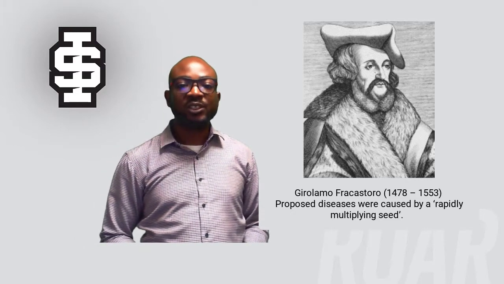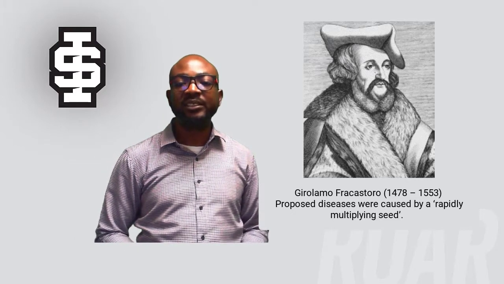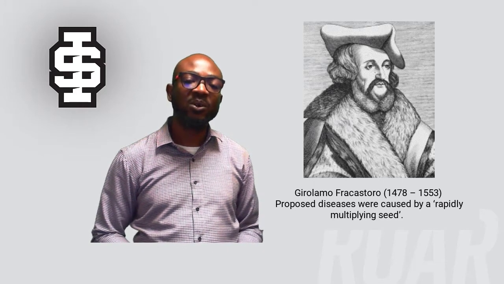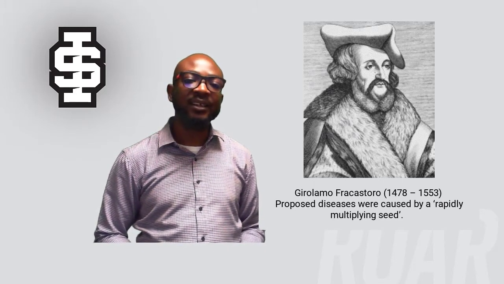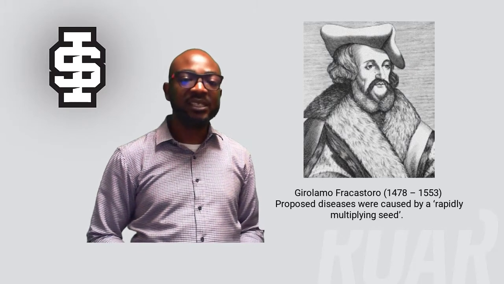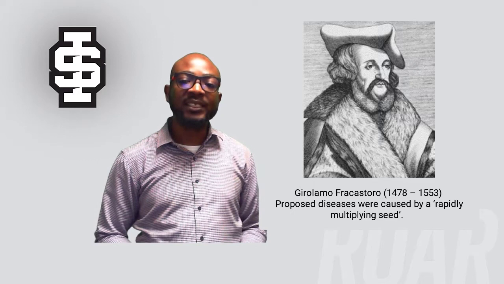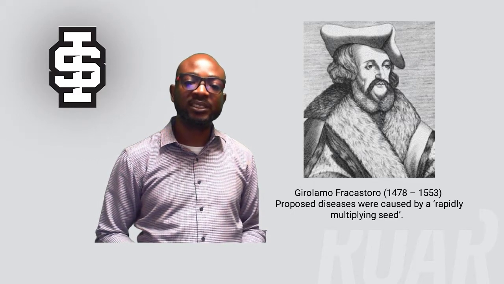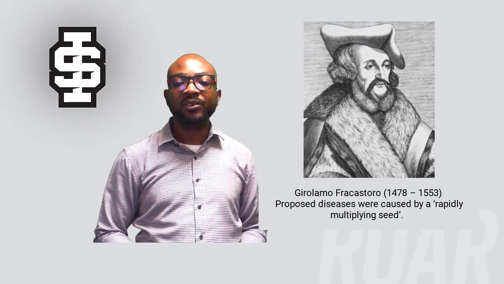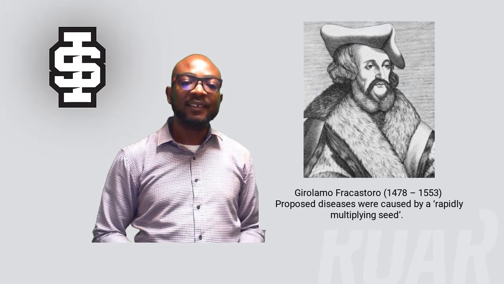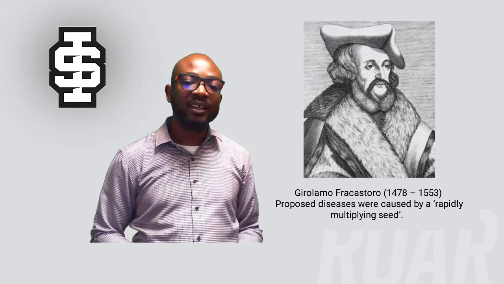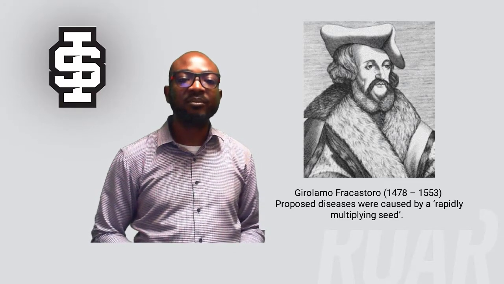Girolamo Fracastoro was an Italian physician who showed several ways that transmission of infections can occur: by direct contact, by air, and via contaminated clothing. In 1546, Fracastoro presented his writing on contagion and contagious diseases and proposed that diseases were each caused by a rapidly multiplying seed. He proposed that the seeds were transmitted by direct contact, air, or contaminated garments.